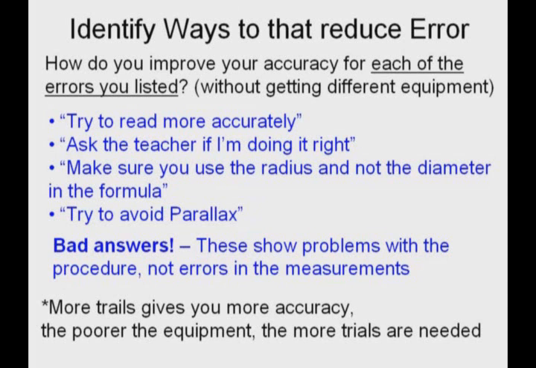More trials is a way that you deal with accuracy. We talked about this over and over again when we're using stopwatches. The stopwatches are not accurate, so you have to do multiple trials and take the average to get more accuracy. In general, the poorer your equipment is, the more trials you're going to need to get a more accurate answer.